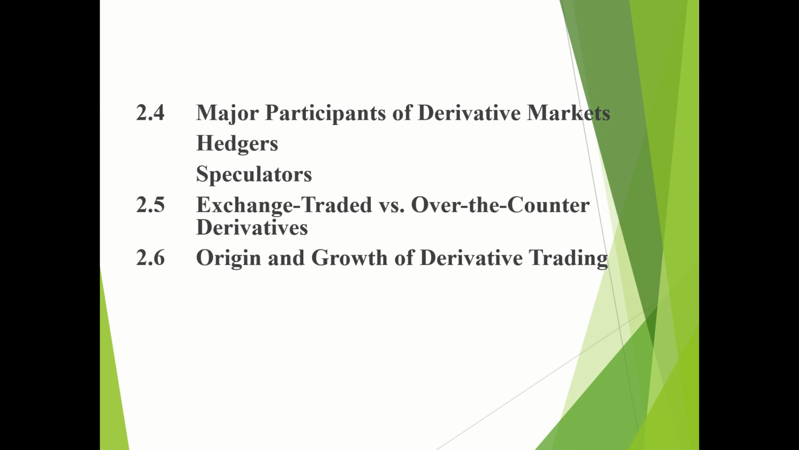We have two types of participants, hedgers and speculators. However, the speculators can be divided into three types. We will learn about those types of speculators later on. And then a bit on the differences of exchange traded market and over-the-counter derivative market, and finally a little bit on the origin and the growth of derivative trading.